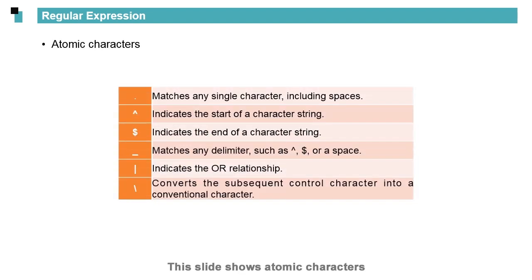This slide shows atomic characters. Period matches any single character, including spaces. Caret indicates the start of a character string. $ sign indicates the end of a character string. Underline matches any delimiter, such as caret, $ sign, or a space. Pipe character indicates the OR relationship. Escape character converts the subsequent control character into a conventional character.